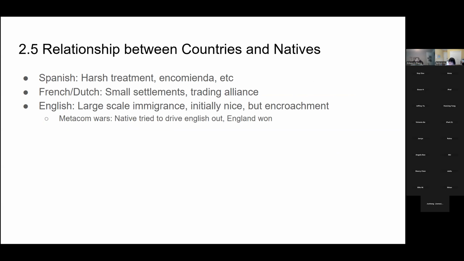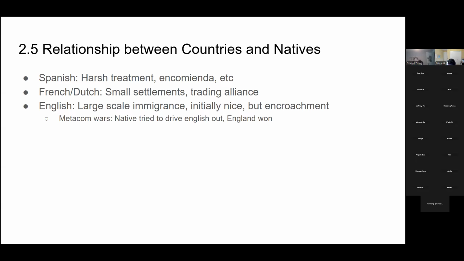Right. And then next is 2.5. And this is about the relationship between the European countries and the natives. So going back to what I mentioned before, right? The Spanish, they focused on, well, they didn't focus, right? But they had harsh treatment of the natives, right? They were the worst out of all of them. With the encomienda system, which used their colonists, they employed enslaved labor, the Native Americans. And these Native Americans, since they all died of disease, right? They needed a new supply of people. So that is why they used the slave trade and used that to get more people.